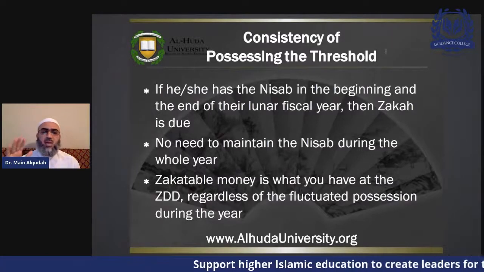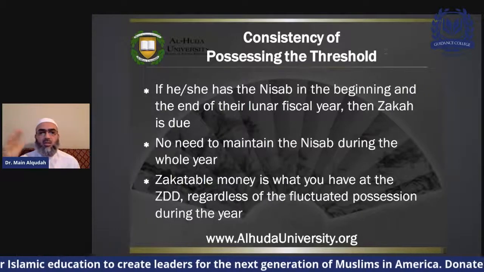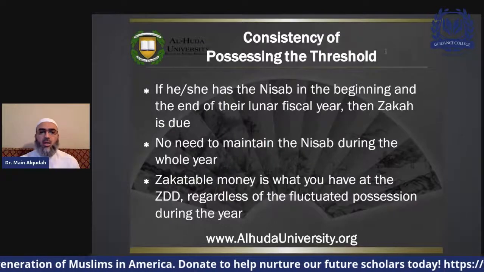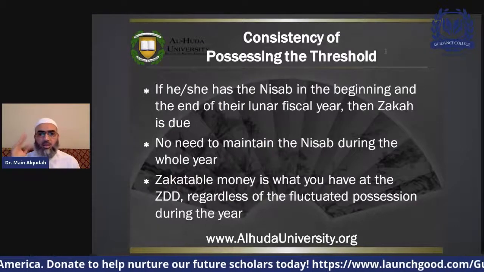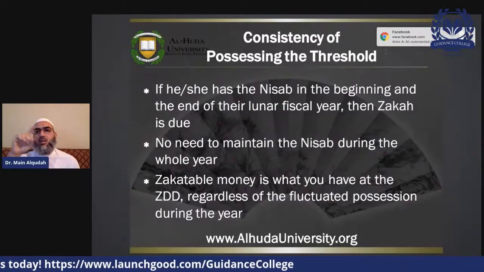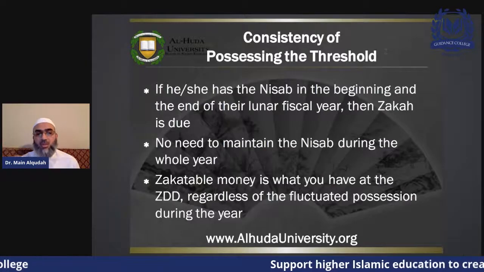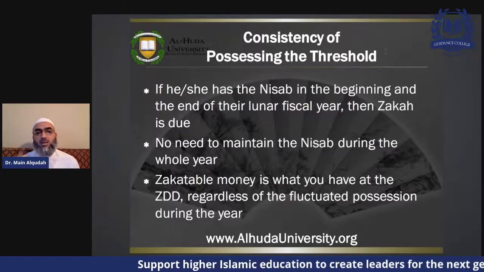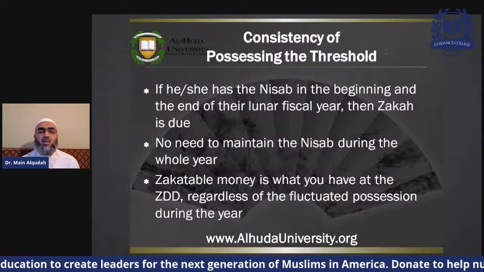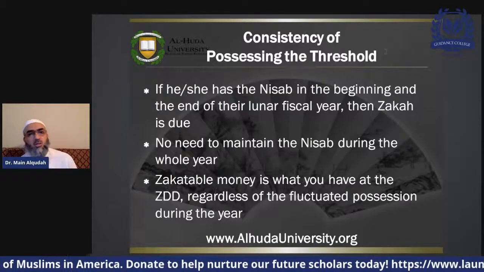Even if you experience some kind of fluctuation, like sometimes you had 10,000, 15,000, and then you went down to 1,000 and then to zero, and then back and forth, up and down, that's fine. As long as in the next year, in the month of Rajab, if you still have a minimum of $4,500, then you, as a zakah payer, have to consider paying zakah on whatever you have.